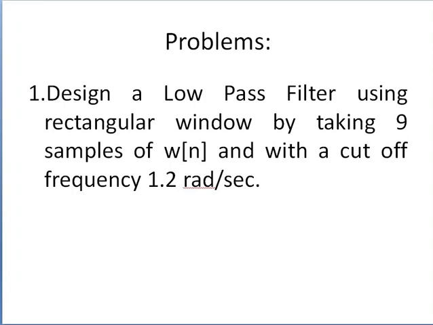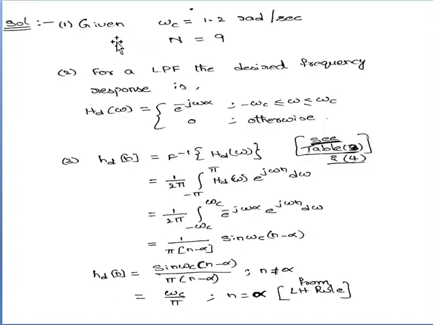Now from this problem, firstly note down the given particulars. Here the given values are the cutoff frequency omega c, which is equal to 1.2 radians per second. Now how many samples are there? 9 samples. That means the width of w of n is 9, that means capital N is equal to 9. What is the filter nature? Low pass filter. So note down all the things given: cutoff frequency, N value.